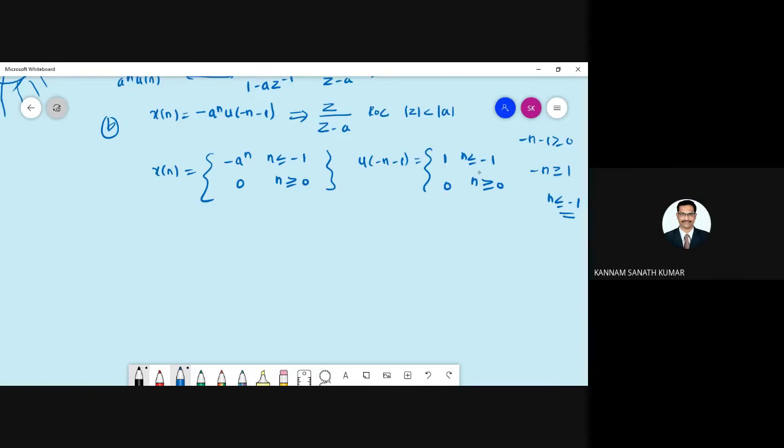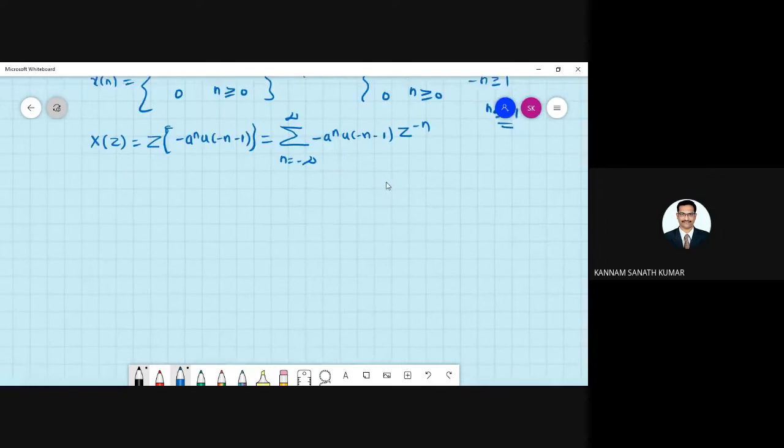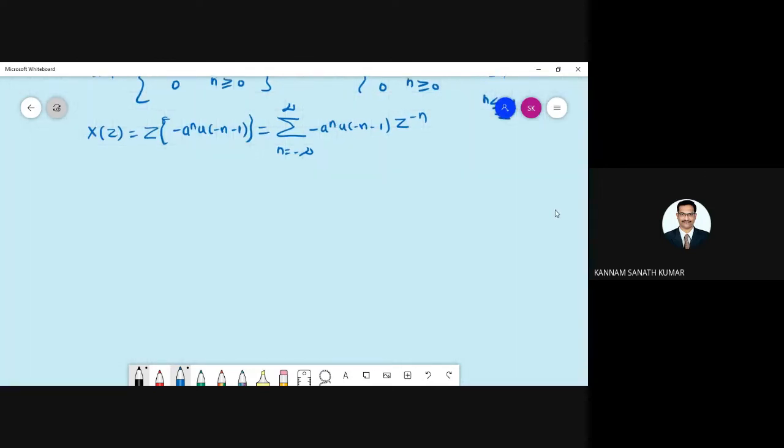Okay. So now you apply the Z transform. So x of z. So if you see the Z transform of minus a power n u of minus n minus 1. Okay. a power n, minus n minus 1. So this is a non-causal signal. So summation n equal to minus infinity to infinity, minus a power n u of minus n minus 1, into z power minus n. Okay, so this is the z transform. For this function, I applied the z transform.